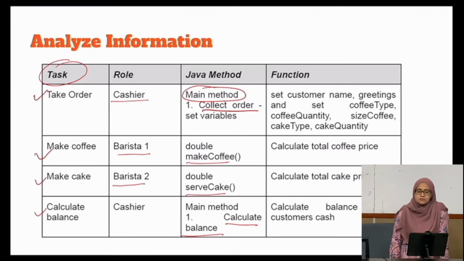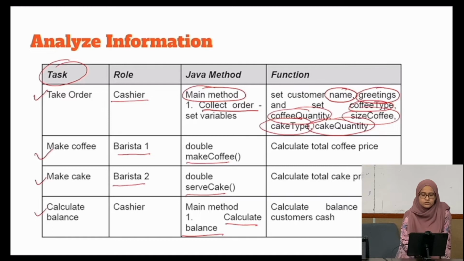There are a lot of things that you need to set. You need to set the customer name because you are going to repeat it. You need to set the greetings message. You need to set the coffee type, coffee quantity, size of coffee, cake type, and as well as cake quantity. And then you need to declare a double. On to the next role. The barista would have to do the make coffee method. In this case, he would return a double value, calculating the total price of the coffee ordered by the customer.